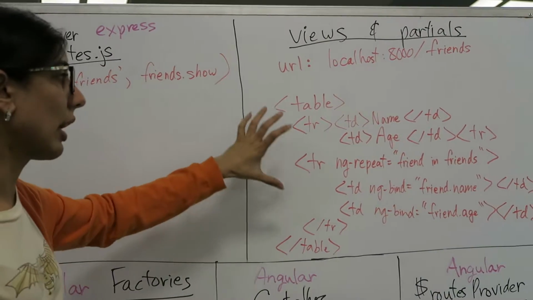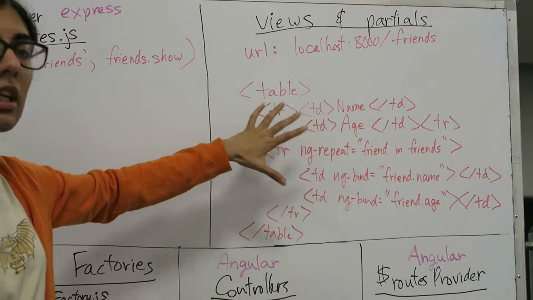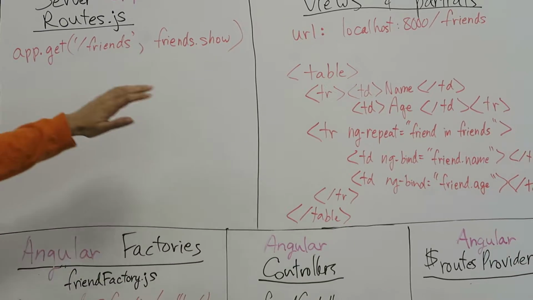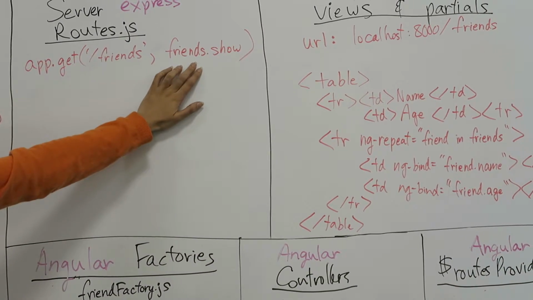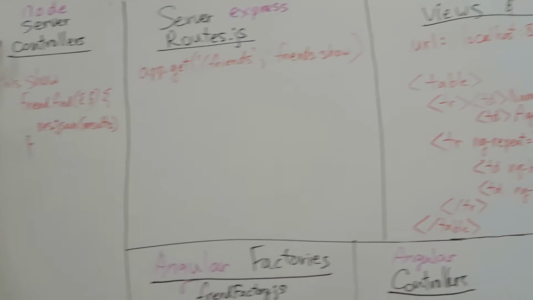And that will display an HTML page with a table, and I'll go more over the table once you have data to put into it. For now, it's just empty. In this route, we'll also run this function called friends.show, and that is in our server controller file.